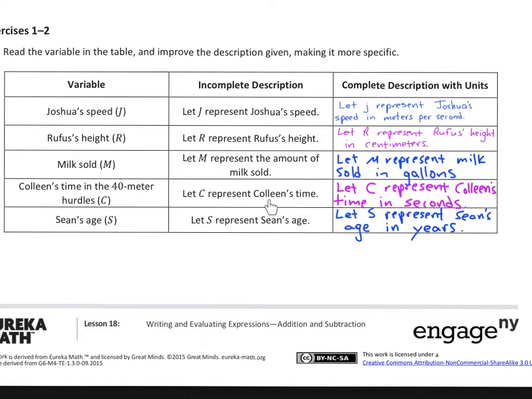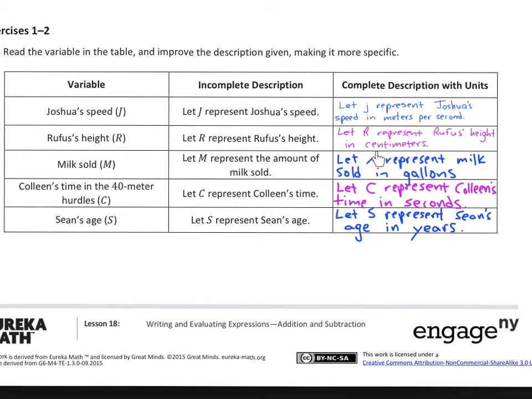How would you measure time for running a 40-meter hurdle? Now, 40-meter hurdles is a pretty short race. It doesn't take a lot of time, so I would use a measurement of time that is quick, like seconds. So C would represent her time in seconds. And then how do we measure age? We usually use years. So you can see that with each of these, there's some common sense, there's some visualization, some thinking. How do I usually measure speed of a person? How do I usually measure height of a person?